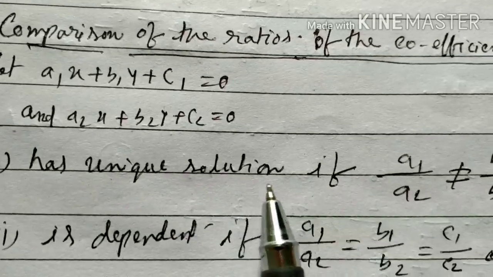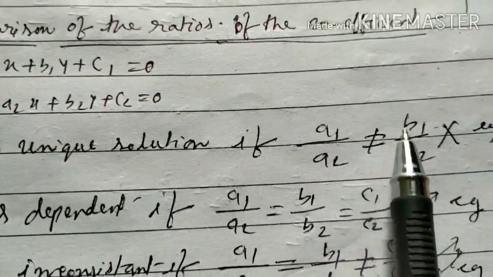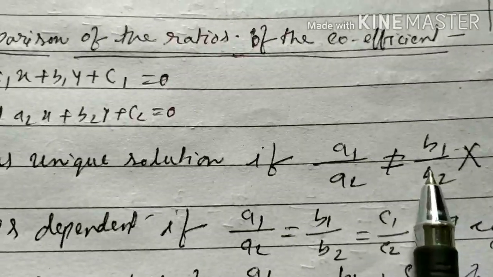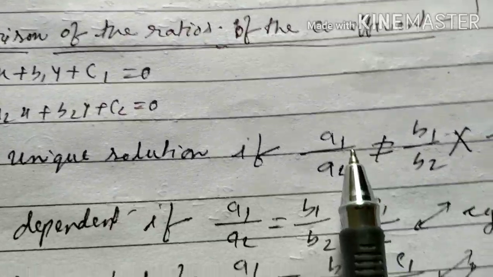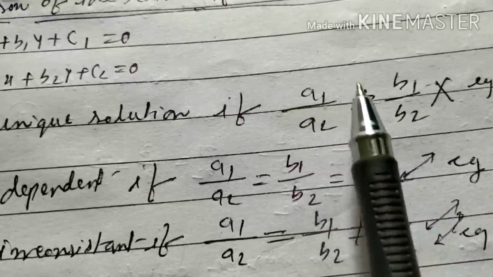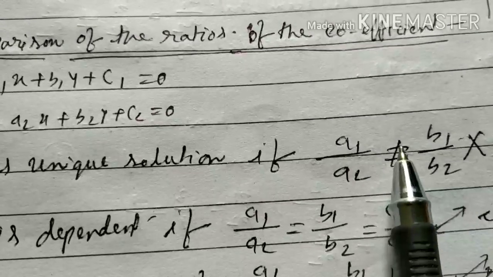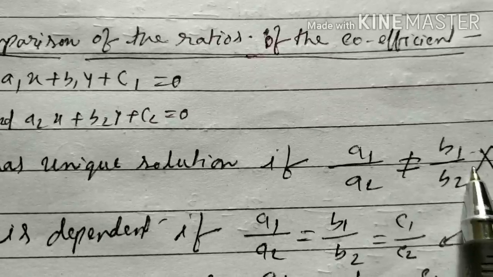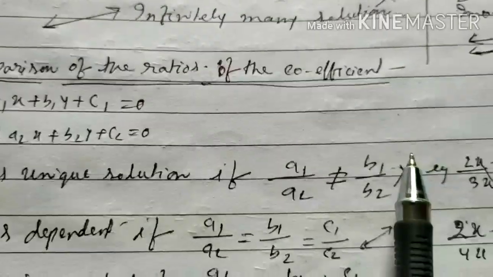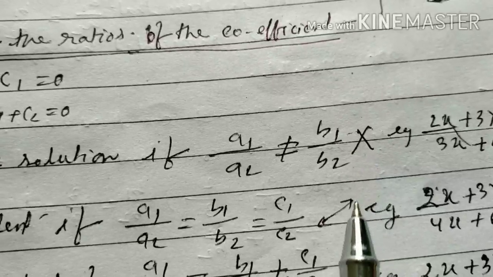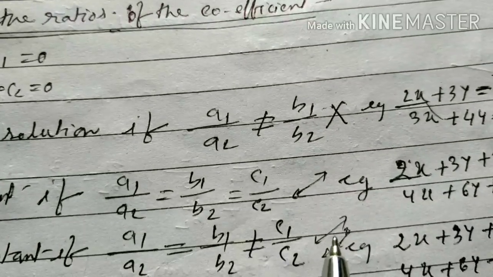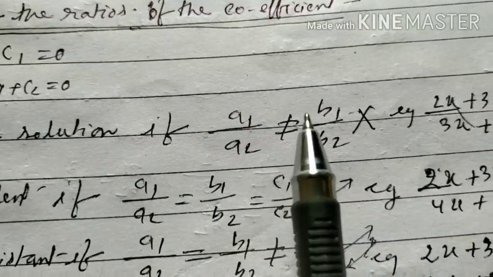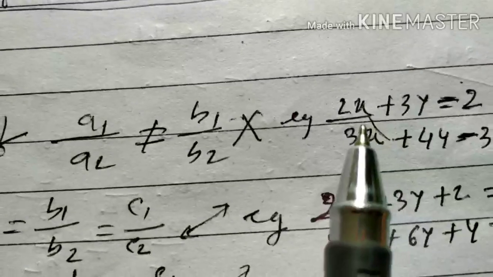So if a1 by a2 is not equal to b1 by b2, remember this, as it is asked as a one mark option question: for a unique solution, choose the option that says this. This one is right. And regarding the nature of the graph, if there is a unique solution, it will be intersecting lines. Without drawing the graph, we can say whether the given equations are intersecting or parallel lines, or consistent lines, using these relations. Let's see this example.